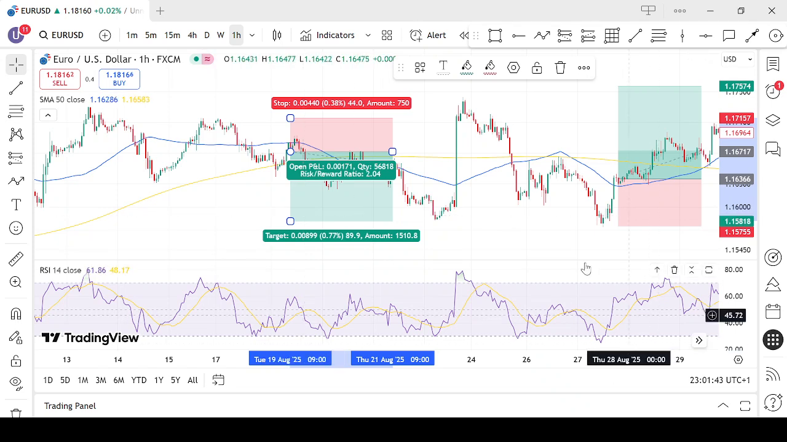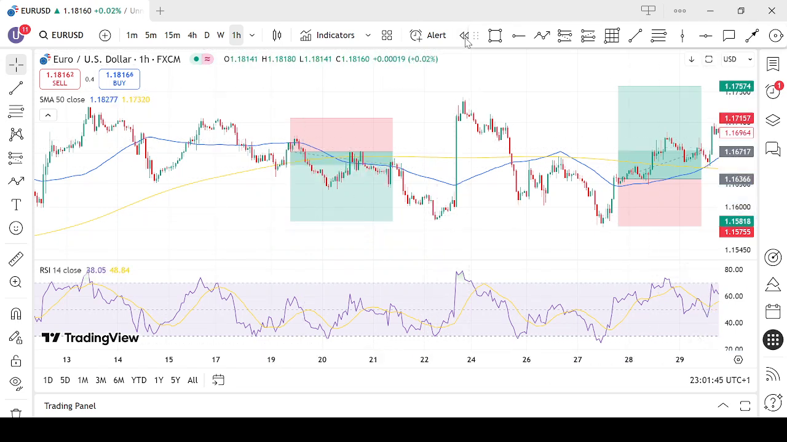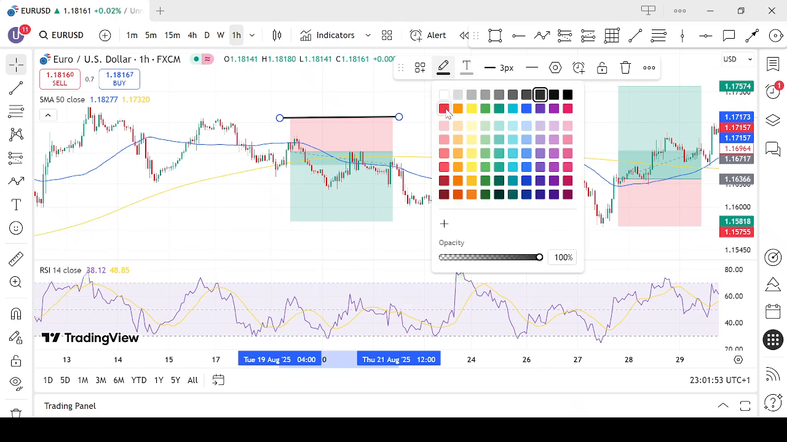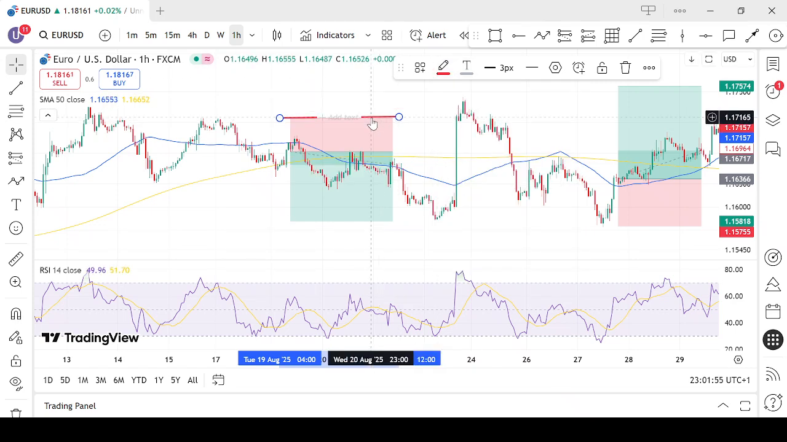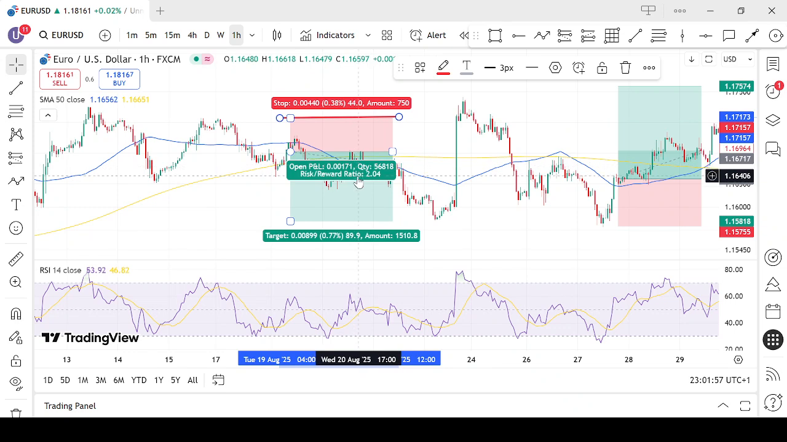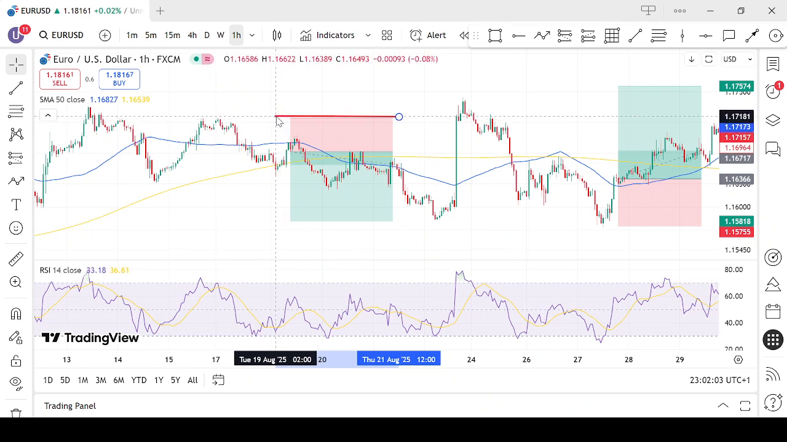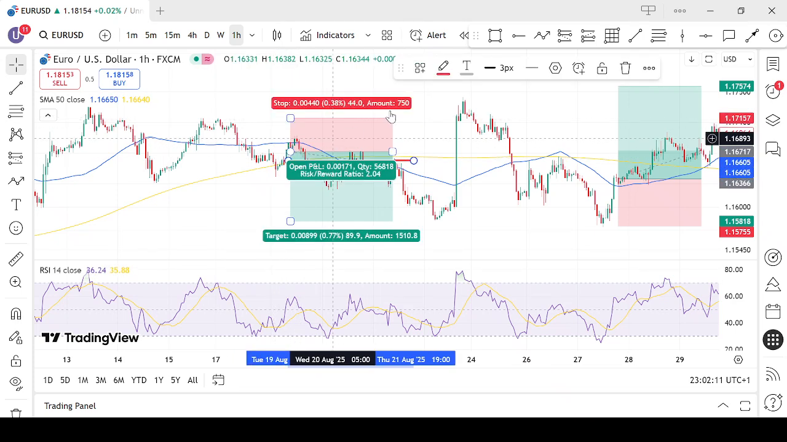Shifting your stop loss to break even means that you take your stop loss and put it above your entry zone. Let's assume this is our stop loss. Let me change the color to red. This is our stop loss. Once price has moved in your intended direction, you just need to move your stop loss to above the entry region. When you do that, you have secured that trade.